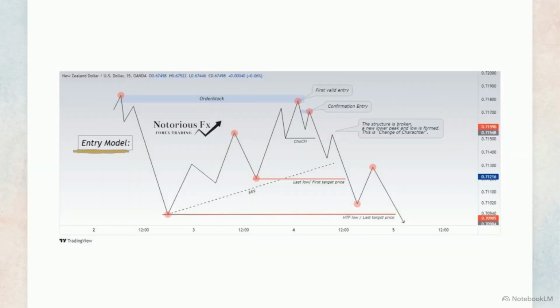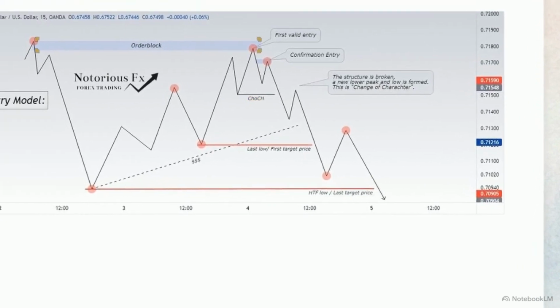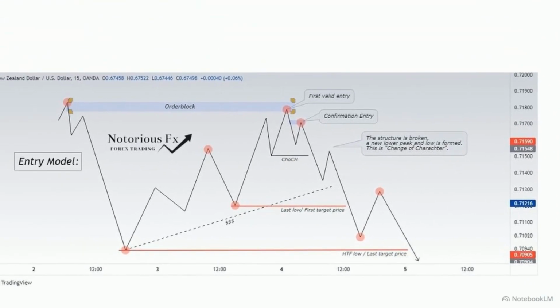Looking at this entry diagram, the notorious FX model relies on patience to avoid those traps. The trader waits for the change of character to happen first. Then they wait for the price to pull back into an established institutional order block before confirming the entry.